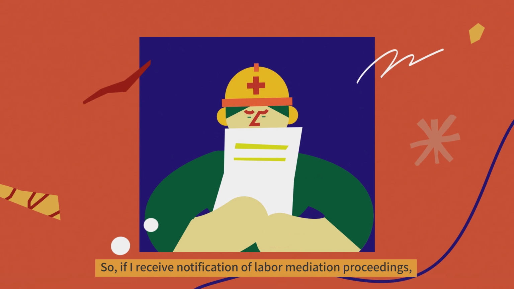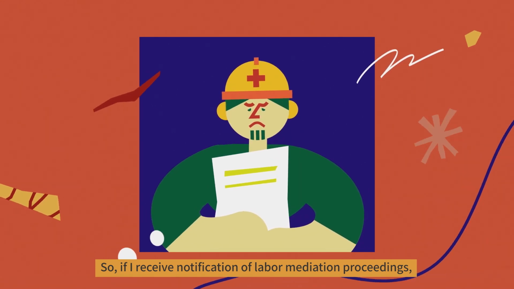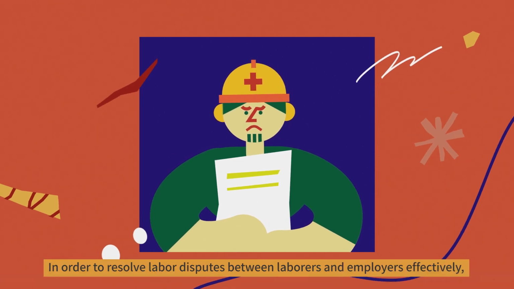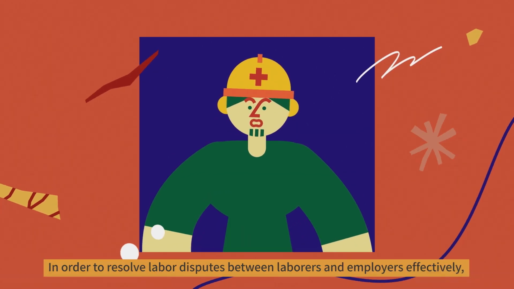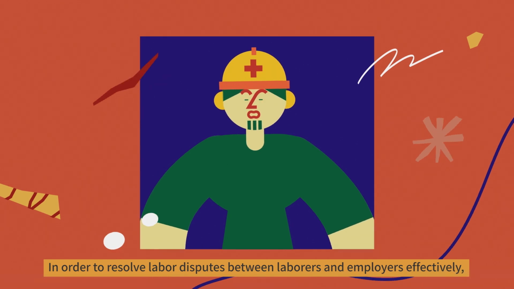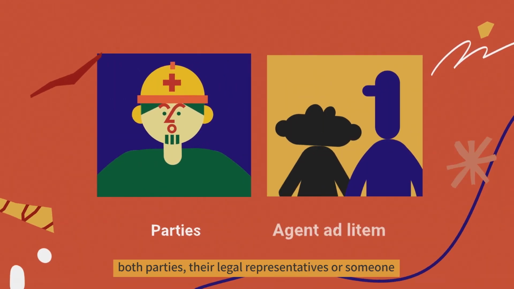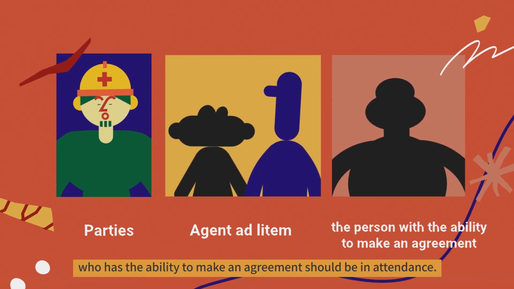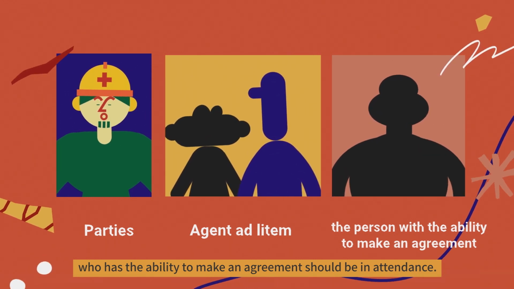So, if I receive notification of labor mediation proceedings, do I have to attend? In order to resolve labor disputes between laborers and employers effectively, both parties, their legal representatives, or someone who has the ability to make an agreement should be in attendance.